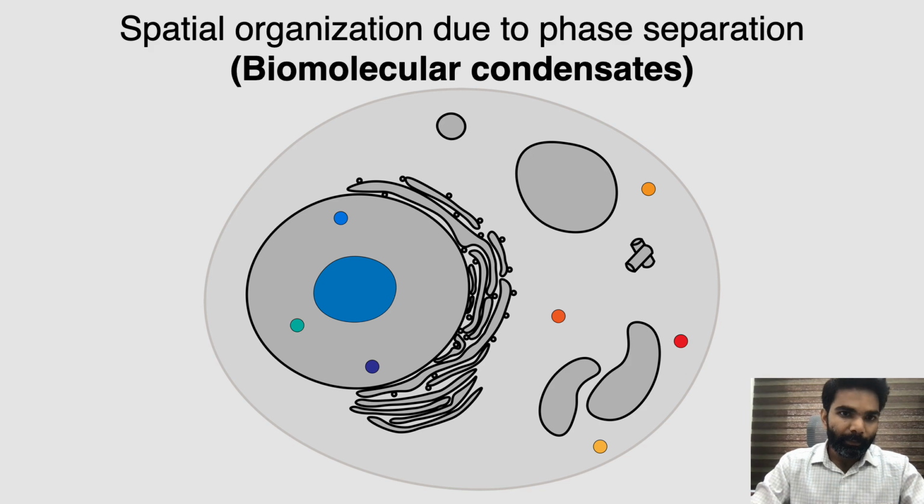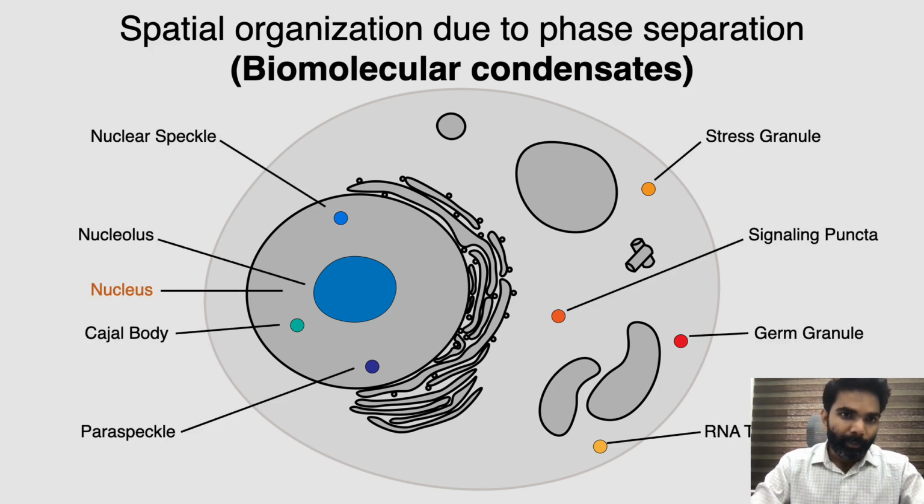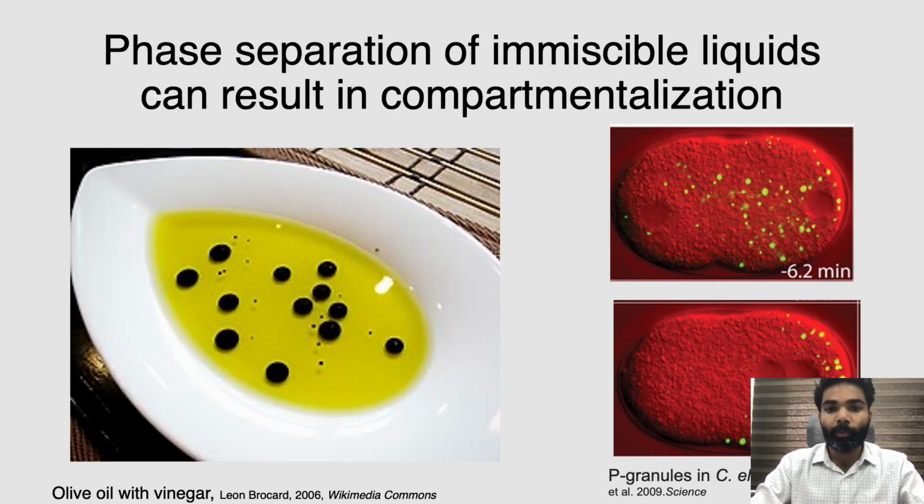Now, in recent times, some interesting work has led to the discovery that we need not have membrane bound compartments, and in fact we can have a spatial organization or compartments which can come about because of phase separation. And here scientists have discovered a lot of phase separated compartments such as nucleolus, Cajal body, paraspeckle, nuclear speckle, stress granule, germ granule, P granule, and so forth. And the idea is that these compartments can come about due to phase separation.